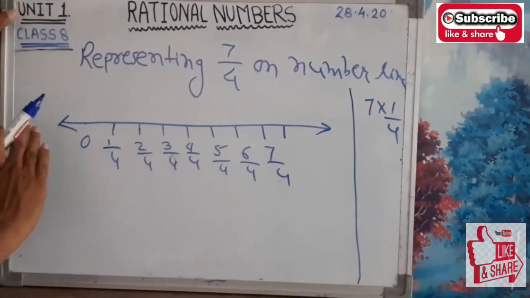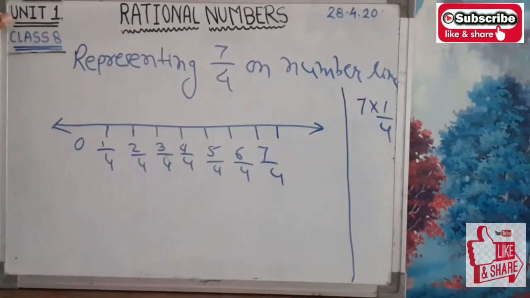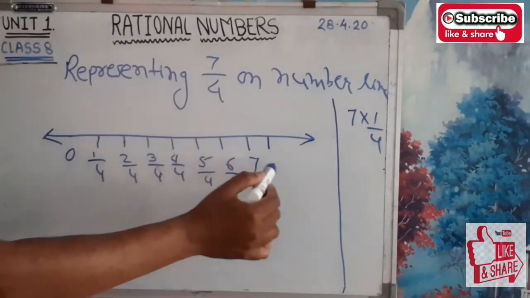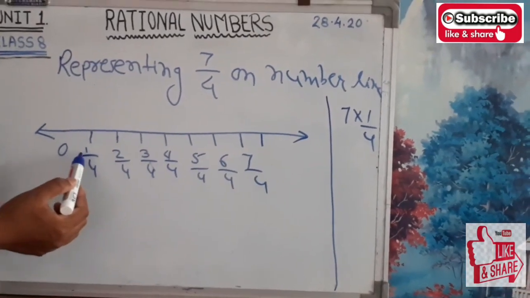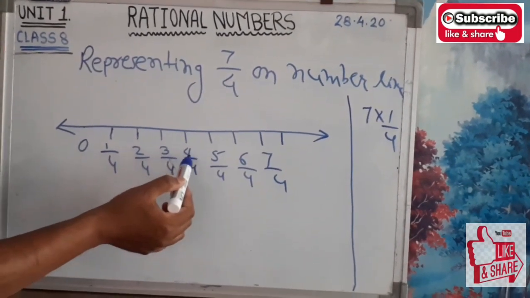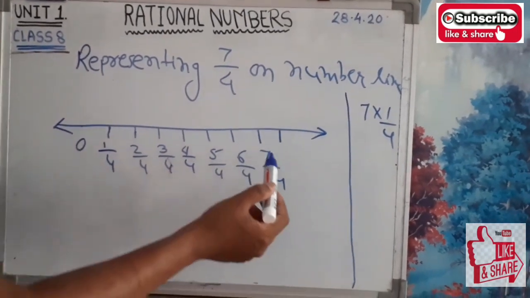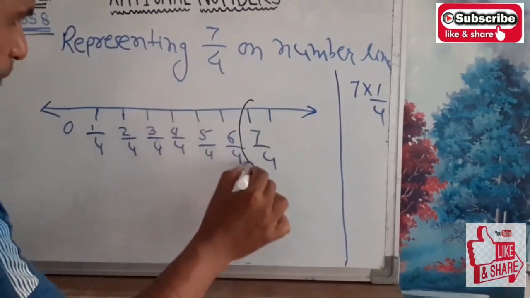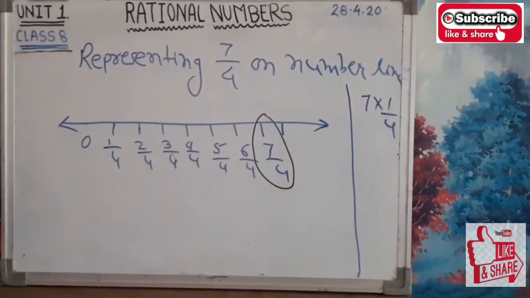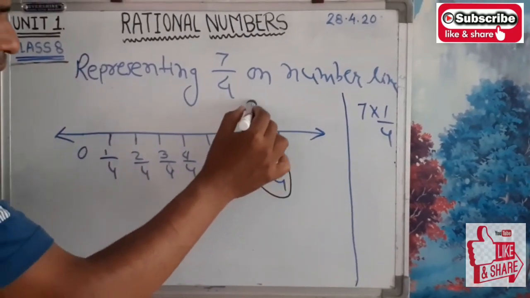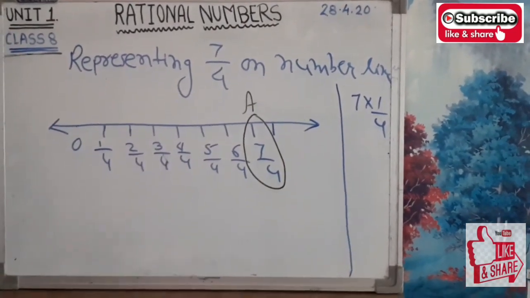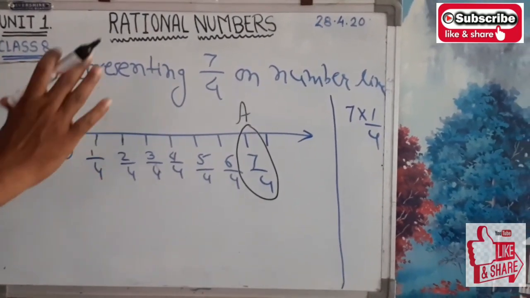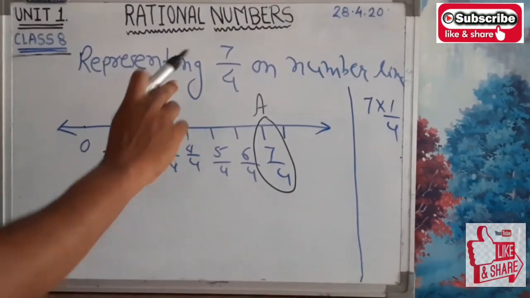I am taking all the numbers on the right of the 0, and each distance is 1 by 4. So this one is 1 by 4, 2 by 4, 3 by 4, 4 by 4, 5 by 4, 6 by 4, 7 by 4. So this one is 7 by 4. We can give the number line the name A. From here to here is a part of 7 by 4. Now this is the positive one.